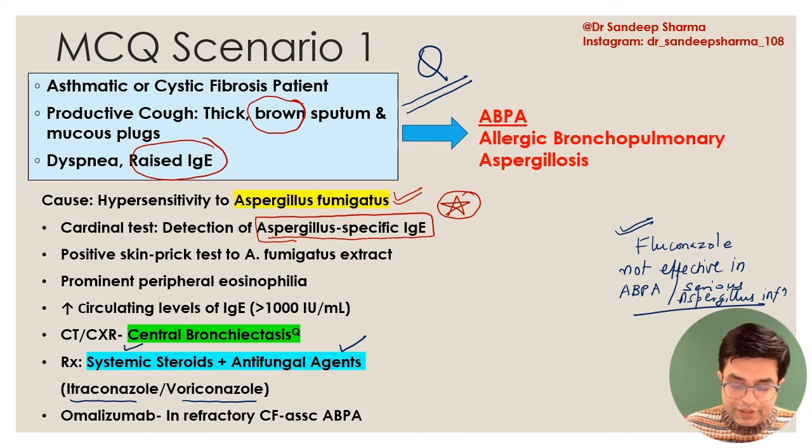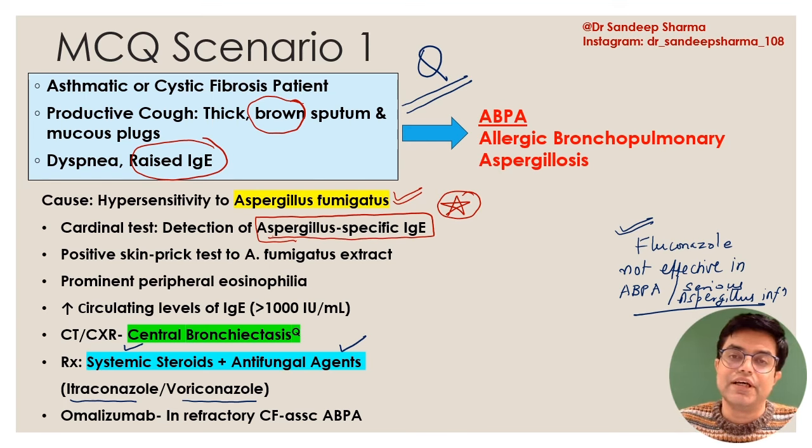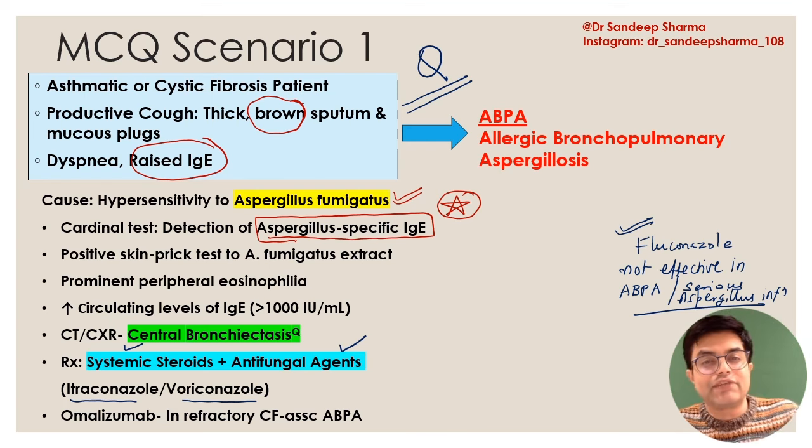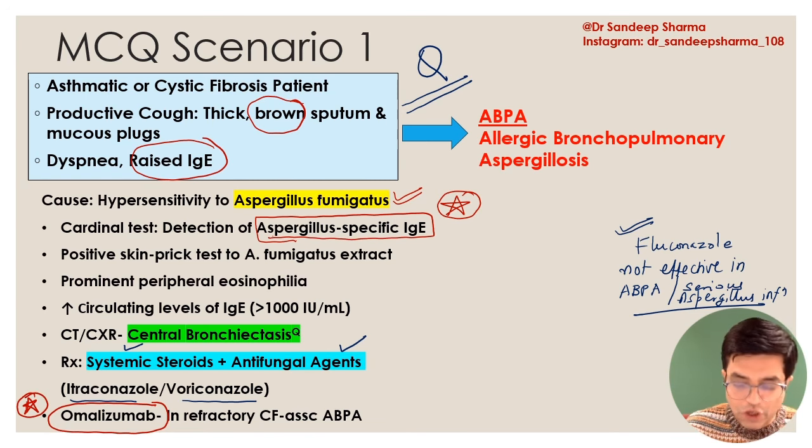Now moving further, sometimes क्या होगा कि patient will be refractory to even steroids and antifungal agent. और ये पेशेंट कौन से होंगे? सिस्टिक फाइब्रोसिस विद एज पर ABPA. तो ऐसे पेशेंट के अंदर you need to give monoclonal antibody called omalizumab. It's a potential MCQ mentioned in the new edition of Harrison. Omalizumab कौन सी antibody होती है? It is anti-IgE monoclonal antibody which is useful in cystic fibrosis associated ABPA.